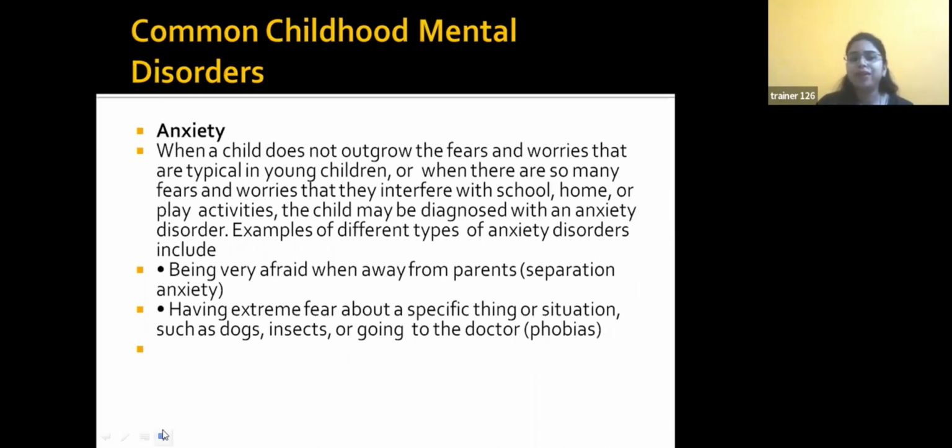Common childhood mental health disorders: we will definitely be studying all these in detail later, but these are just the surface level of it. Anxiety is when a child does not outgrow the fears and worries that are typical in young children. They are not able to come out of that, or there are so many fears and worries that they interfere with school, home, or play activities, and the child may be diagnosed with an anxiety disorder.